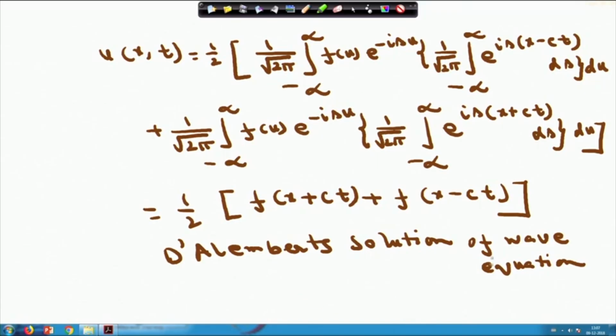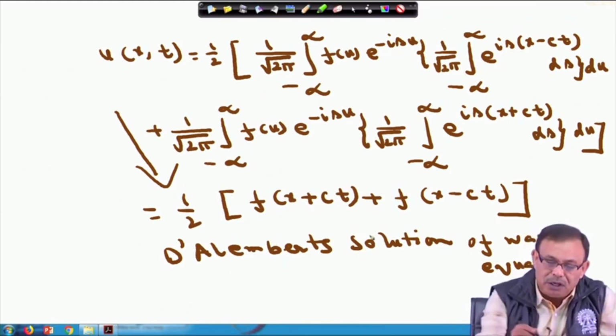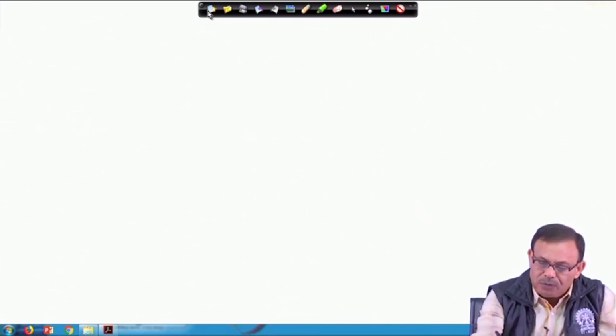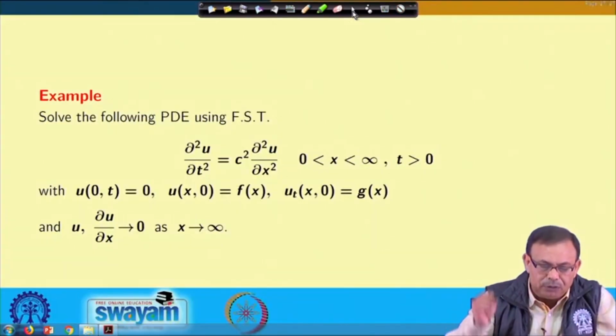Therefore, for the wave equation, u x t will be becoming half into this thing, and this we have written, I am not showing you due to the time constraint. This I can obtain using the Fourier integral formula. Similar type of one more problem we will do.